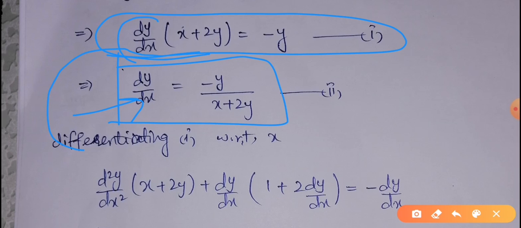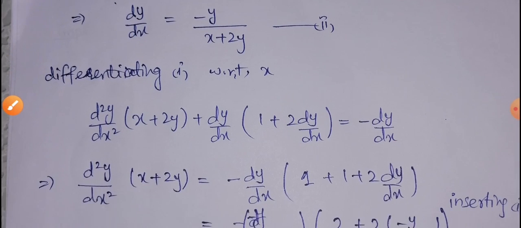So the derivative of dy by dx is going to be d squared y by dx squared, second function as it is, plus dy by dx as it is, and the derivative of (x plus 2y) with respect to x is going to be the derivative of x, which is 1, plus the derivative of 2y, which will be 2 into dy by dx, is equal to the derivative of minus y, which is minus dy by dx. So here is the equation.